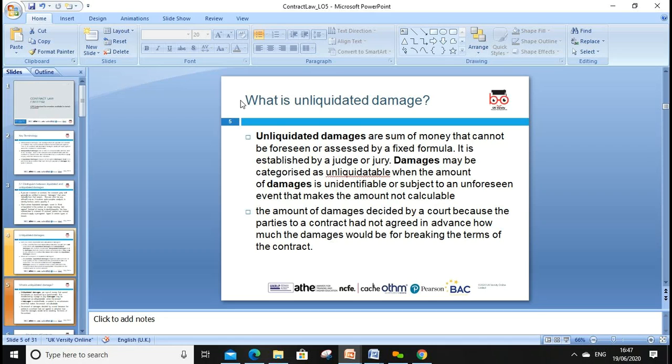Damages may be categorized as unliquidated when the amount of the damages is unidentified. So unliquidated also means unidentified. When the amount of the damages is unidentified or subject to unforeseen events, the amount is not calculable. So the amount of the damages is decided by the court, because the parties to the contract had not agreed in advance how much damage would result from breaking the terms of the contract.